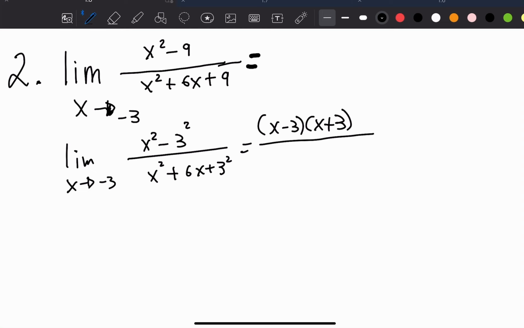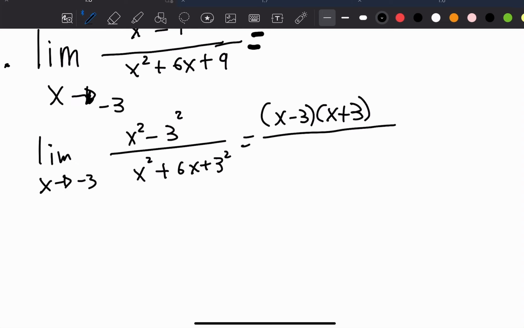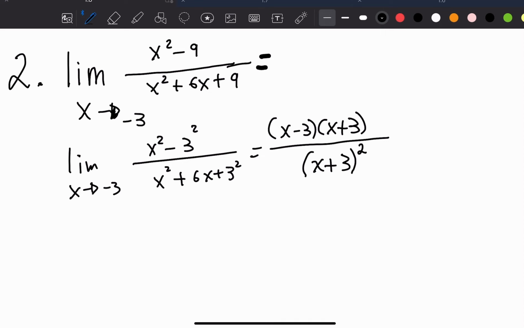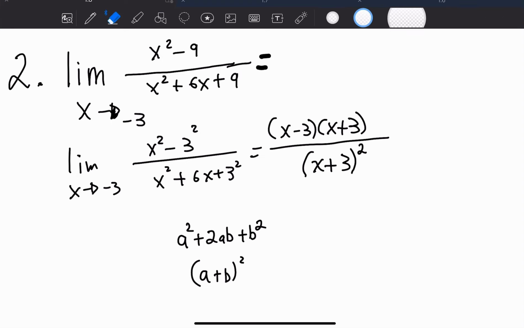Okay, what about the denominator? If you look closely, this is a perfect square trinomial. So I can factorize this as a binomial square, that is x plus 3 squared. And here again, you need to remember your algebra classes if this is not making any sense. What I did here is a squared plus 2ab plus b squared. This is a perfect square trinomial that is factorized as a binomial square. That is the factorization that I did there.